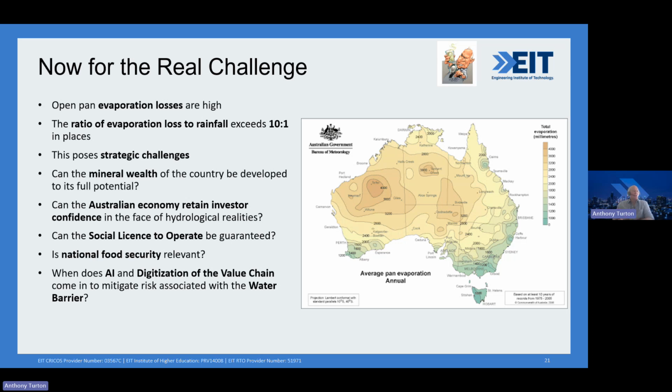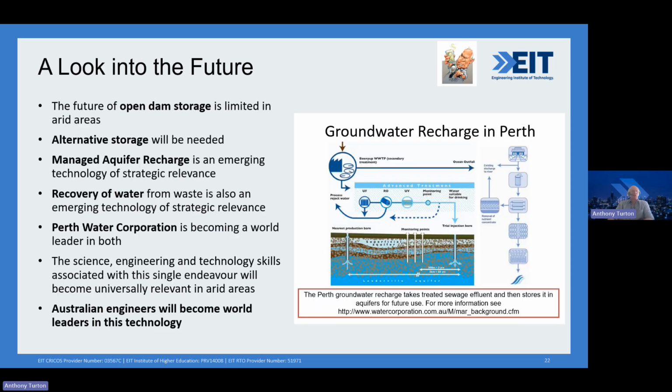And now we start asking the interesting stuff. Where does AI and the digitization of the water value chain come in to mitigate the risk associated with the water barrier? And now we start getting into very, very interesting stuff, because with smart digital systems, with smart sensors in systems, we can make a digital twin of an entire system. For example, the Water Corporation of Western Australia. If we can digitize that entire system, and we can start looking and modeling for future options, we can start literally generating water credits that are tradable. This is, I think, where the future is going.